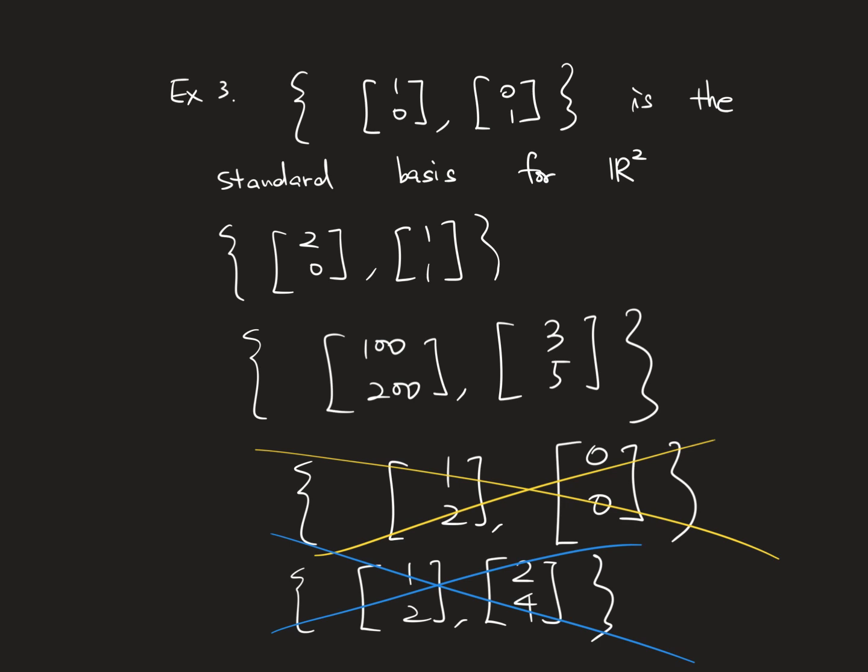Oh, I mean, this is not a basis for R2. Yeah. So given a vector space, we are looking for a basis. So you have to know what we are talking about. I mean, we have to be given a vector space, then we try to find the basis.